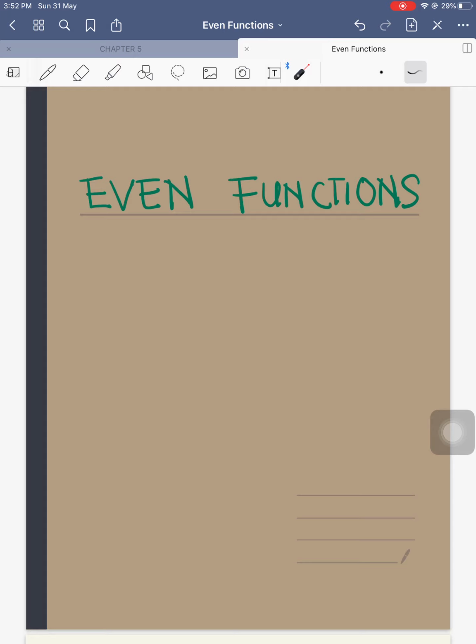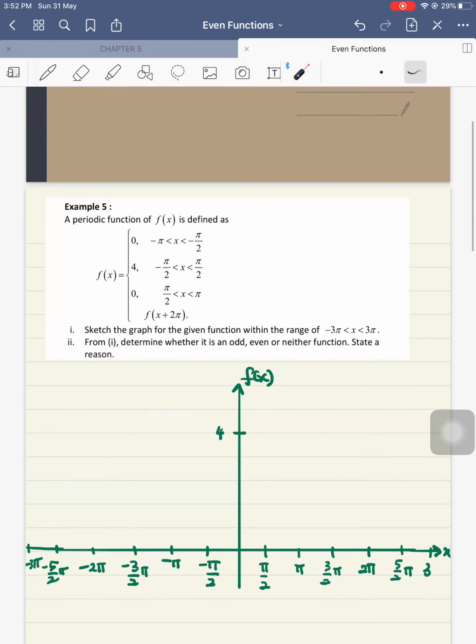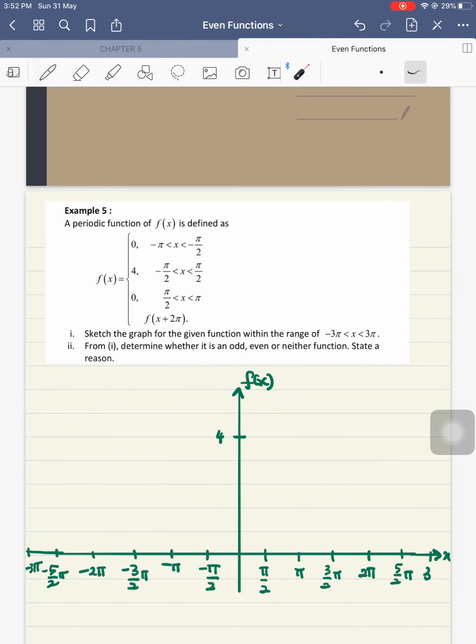So in this video I'm going to explain how to solve even function. Okay, so let's consider this example here. You are given a periodic function f(x) which is defined as f(x) equals 0, 4 and 0 for each of these following ranges.